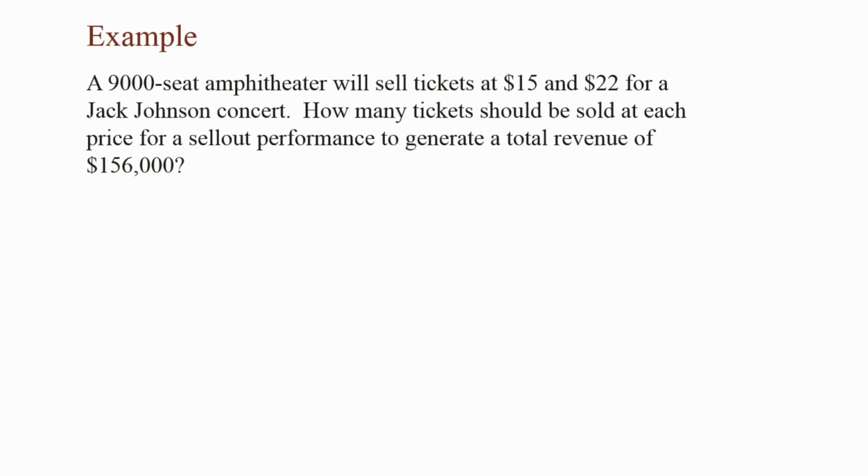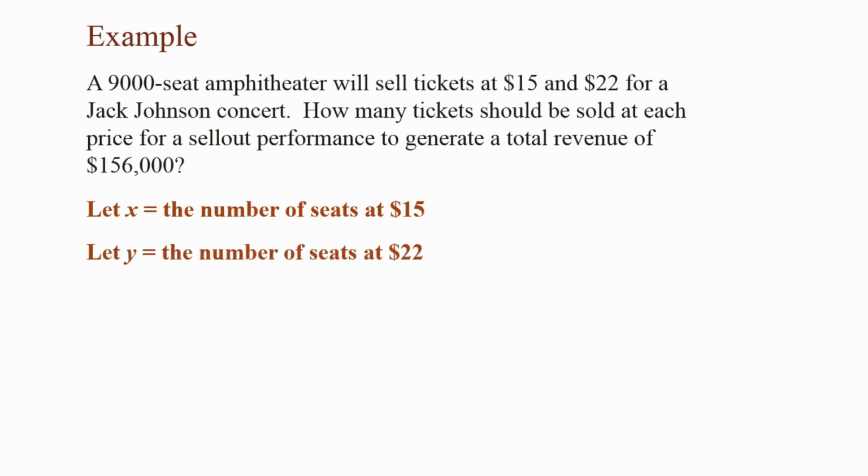In this example, a 9,000-seat amphitheater will sell tickets at $15 and $22 for a Jack Johnson concert. How many tickets should be sold at each price for a sellout performance to generate a total revenue of $156,000? First, we need to decide what our variables x and y are going to equal. We are trying to find how many tickets should be sold at each price. That means we need tickets sold at $15 and tickets sold at $22. We will let x equal the number of seats at $15 and let y equal the number of seats at $22.